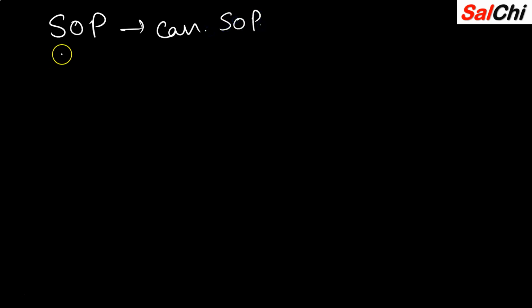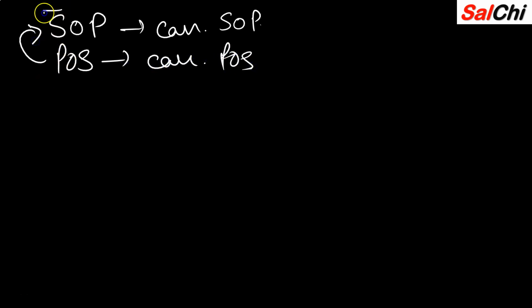Today we are going for the continuation of the conversions. In the last video we have seen how to convert a SOP to a canonical SOP. In this video today we will be studying how to convert the POS into a canonical POS. Please watch the previous video so that you have a hint how this is exactly going on.